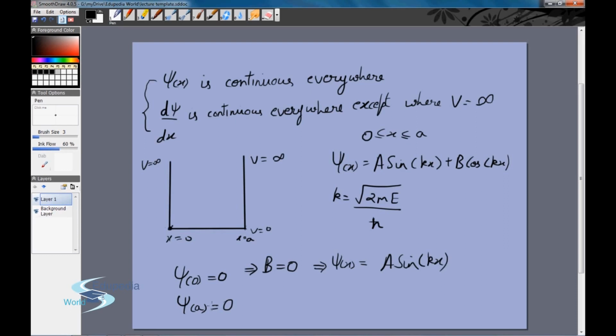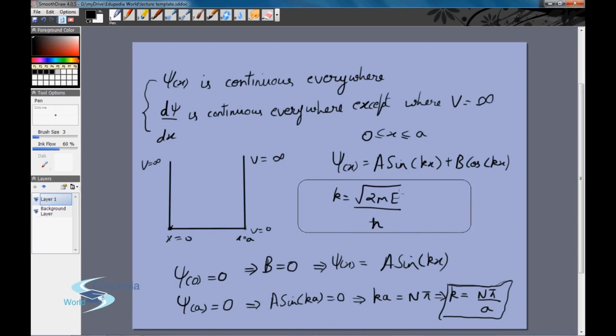Now the other boundary condition tells us that psi of a is 0, which means that a sine of ka is equal to 0, which simply tells us that ka is equal to n pi, or k is equal to n pi by a, where n is an integer. Because we have certain discrete values of k, ka could be pi, 2 pi, 4 pi, 6 pi, but it cannot be something like pi by 2, because in that case psi would not be 0 at x equal to a.